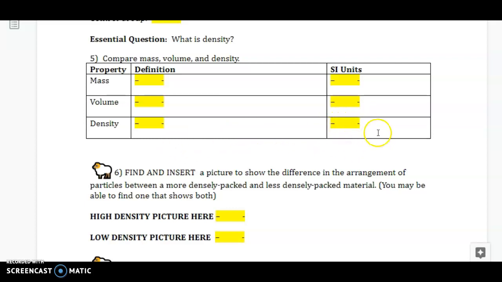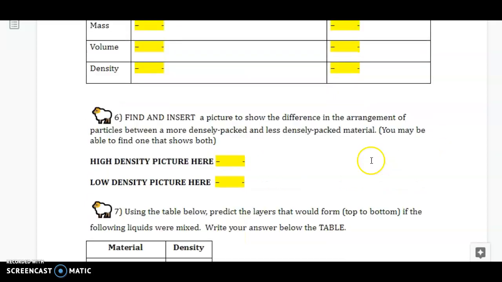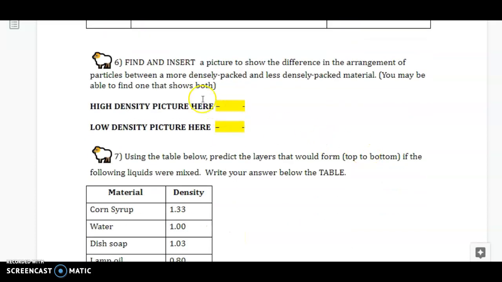SI units for that is usually grams per milliliter or grams per centimeter cubed, which, remember, a milliliter is equal to a centimeter cubed. And remember, in the pig story we did cc's, so that means cubic centimeters, same thing.